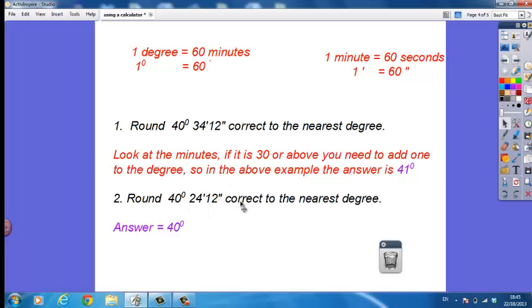Again, in this one, nearest degree, so I look at the minutes. I do not care about the seconds. That is obviously under what I need. So my answer is 40 degrees. So this is rounding to the nearest degree.